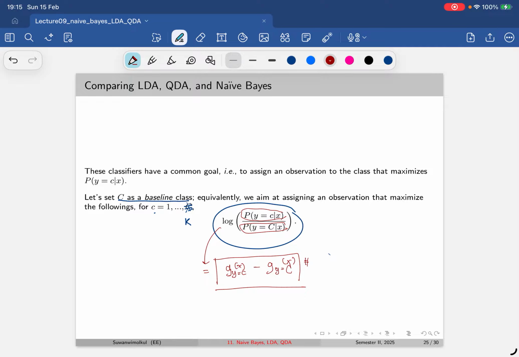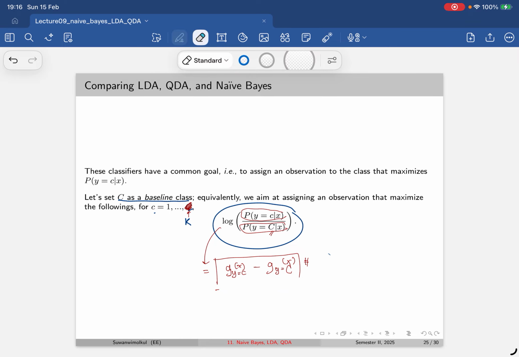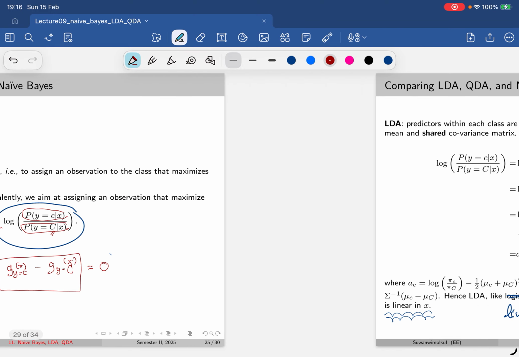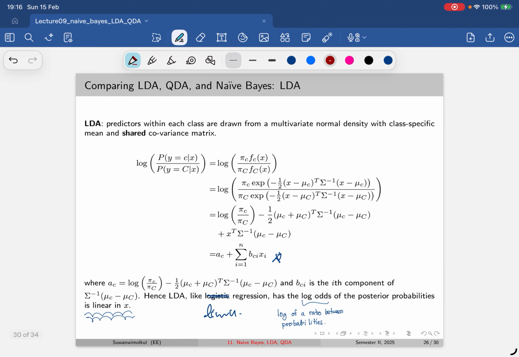And here I made a typo again. This should not be big C, it's actually K. And here, C is like a baseline class, a class that you want to compare with. It's just like the A and B that we've done previously. But anyway, here we are just trying to derive this decision boundary. So when it's a decision boundary, don't forget to equate that with 0. And for each of them, you will have different types of formulation.